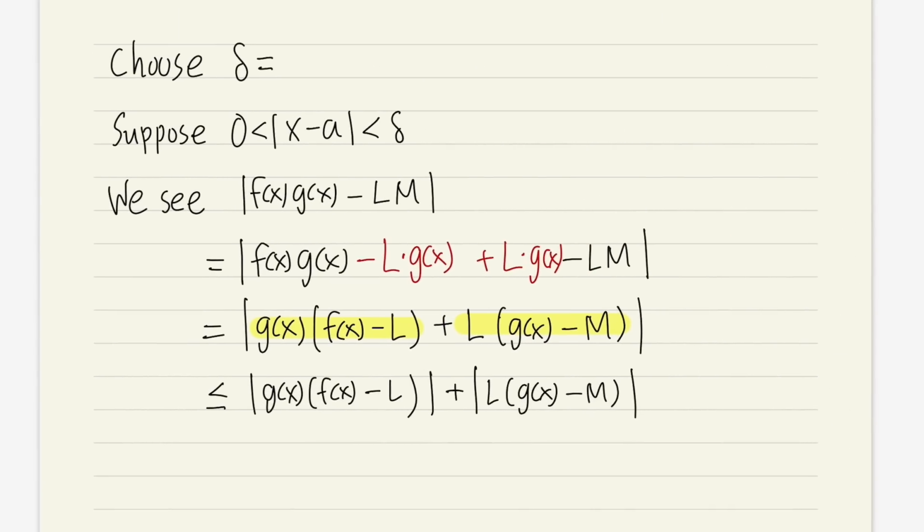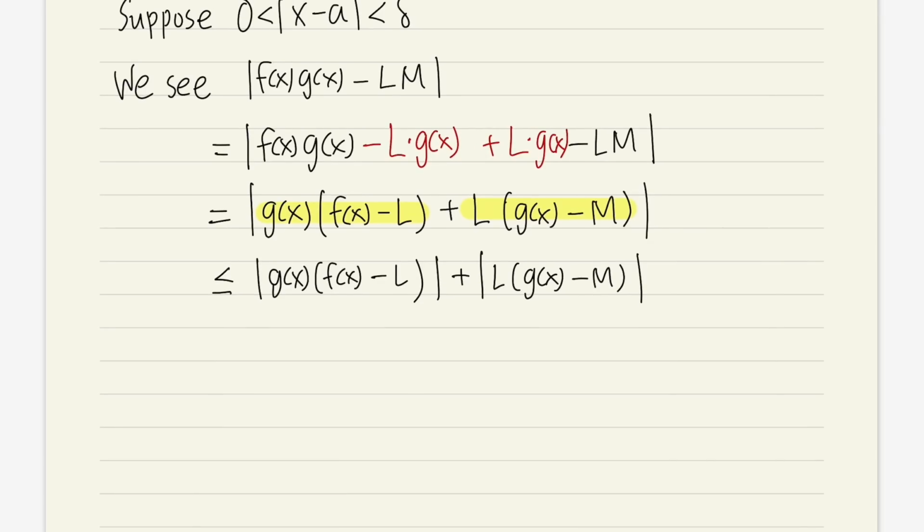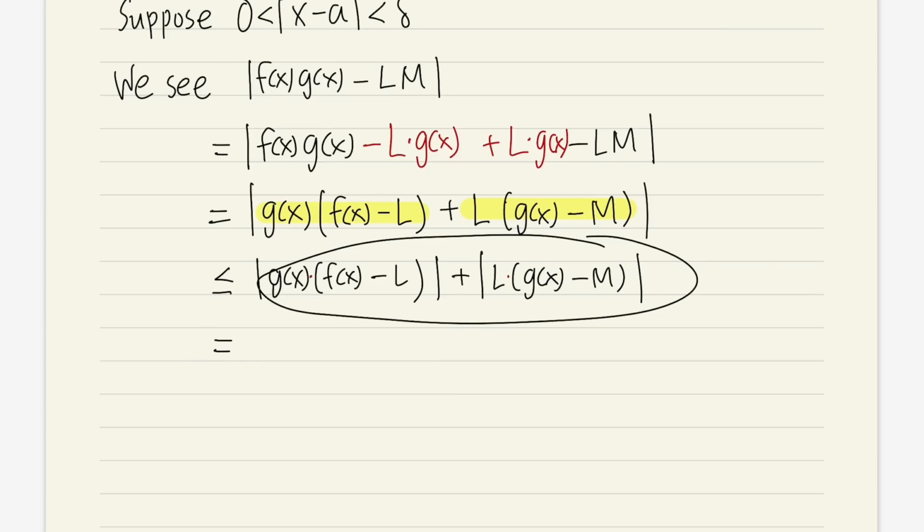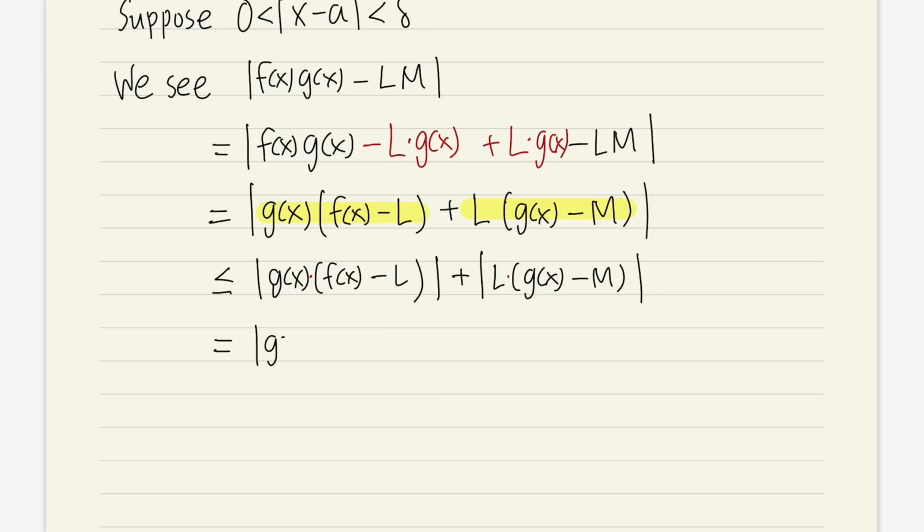All right, that's what we have. And now, have a look. We have two things multiplying inside right here, right? Let's use the property of the absolute value, which says that we can just take the absolute value of the first and then multiply the absolute value of the second. So this is equal to what I'm about to write down, which is the absolute value of the first, that's g of x, and then multiply by the absolute value of the second, which is f of x minus L. And then we have absolute value of L times absolute value of g of x minus m.